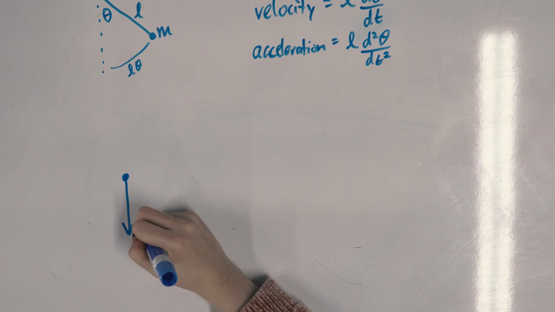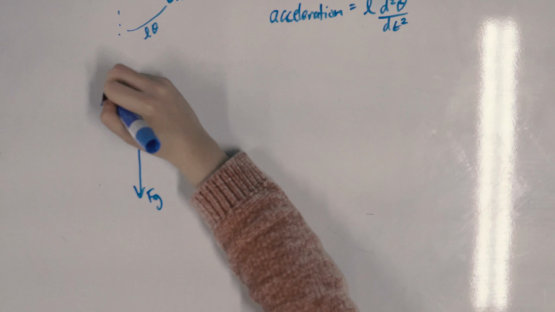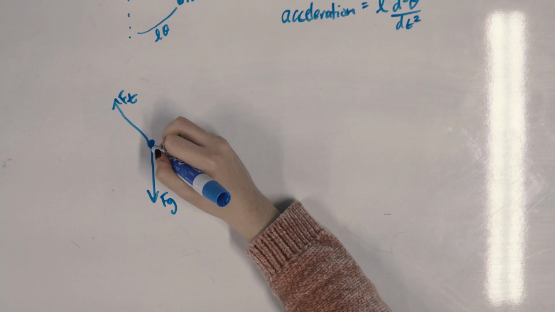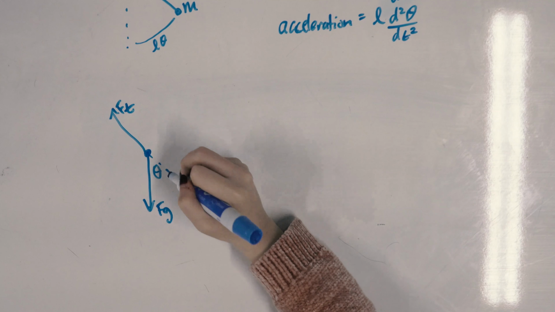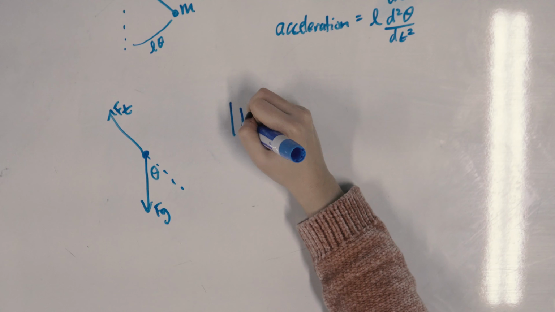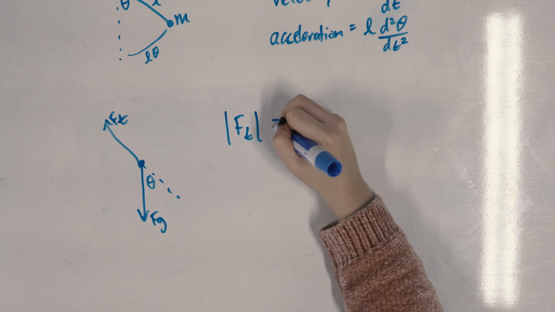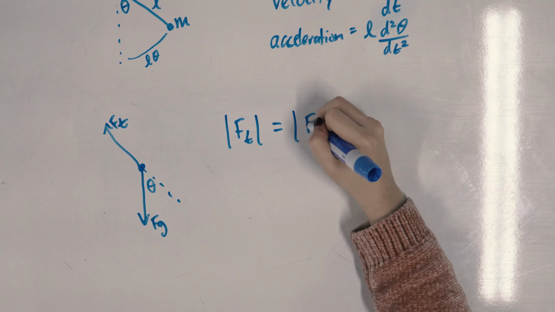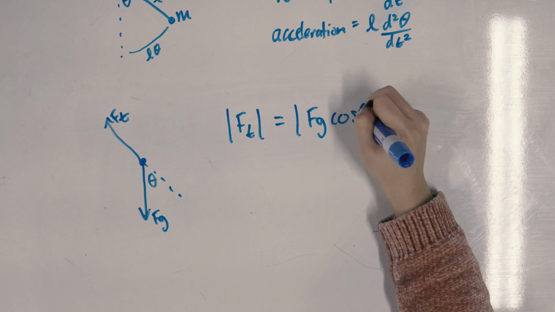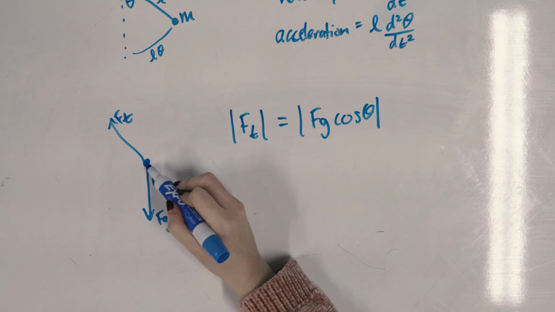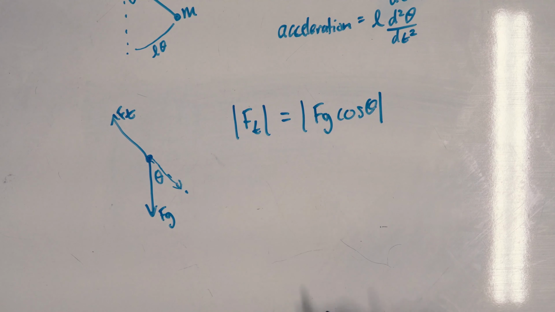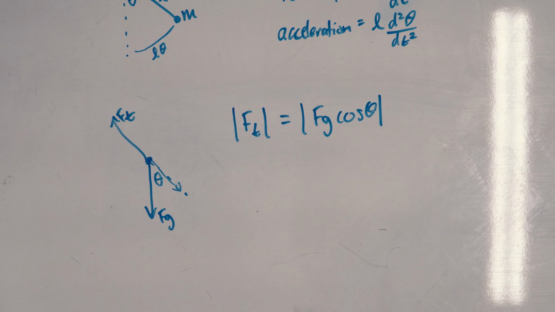So if we look at the forces that are acting on the pendulum, we have a force of gravity pointing downwards, and the force of tension in the direction of the string. And just for reference, this is where theta would be. The magnitude of the force of tension has to equal the magnitude of the gravity component, mg cosine theta, which is this component right here. Otherwise, we would no longer have a pendulum.